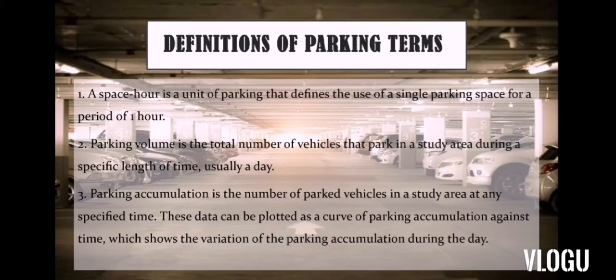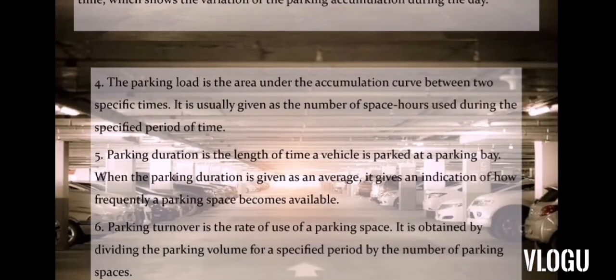Second, parking volume is the total number of vehicles that park in a study area during a specific length of time, usually a day. Third, parking accumulation is the number of parked vehicles in a study area at any specified time. These data can be plotted as a curve of parking accumulation against time, which shows the variation of the parking accumulation during the day.